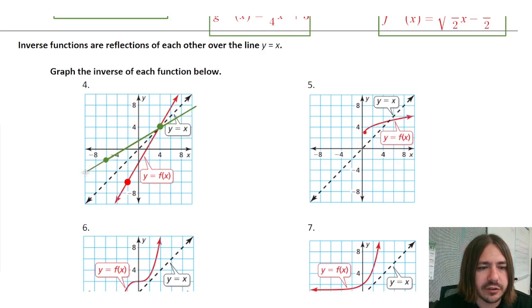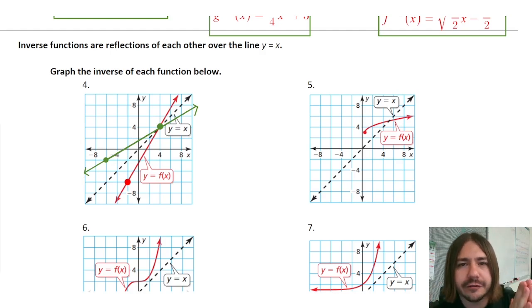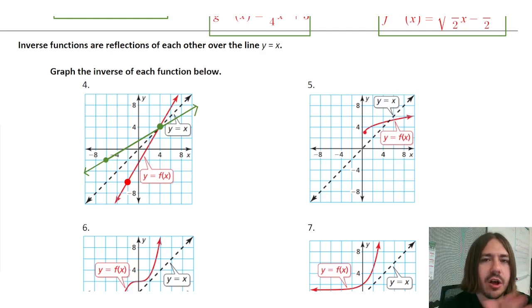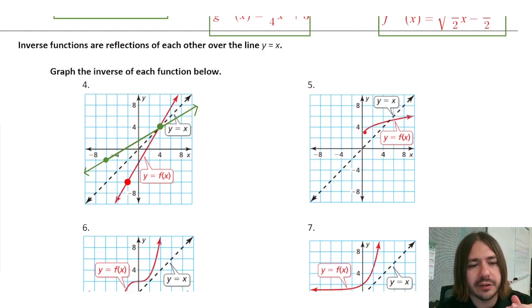Here's our line. It's just kind of a quick sketch here, but notice that this green line is a reflection across that line y equals x. In other words, if you were to fold the graph along the line y equals x, all the points on the function would match up with a corresponding point on its inverse.